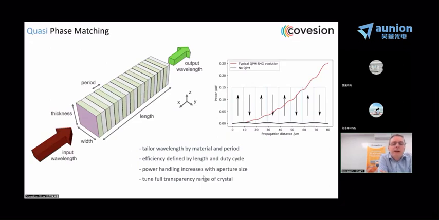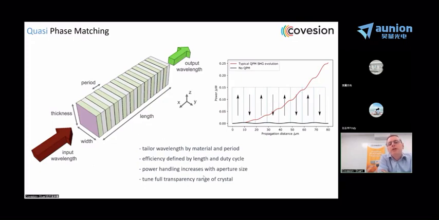So what you end up with is a crystal material with these inverted domains. If you shine your input light into the crystal with the appropriate orientation, perpendicular to that inverted structure, you can obtain quasi-phase matching. So by matching the grating period with the input and output light that you wish to generate, you maintain the phase match of the overlapping fields through the whole crystal length.